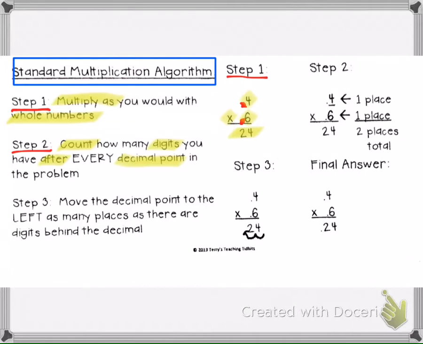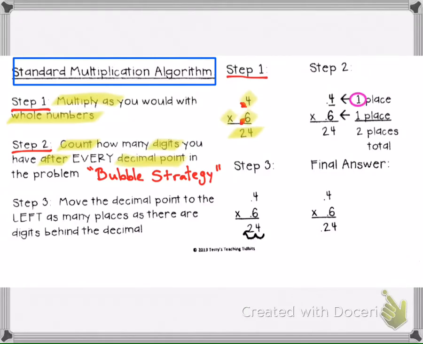And this is where it can get a little confusing, because you're like, what do you mean count the digits after the decimal point in the whole problem? Well, I like to simplify things for you. So I call this method the bubble strategy. So go ahead and write this down so you can remember it. Whenever I talk about the bubble strategy in class, you can see what I'm talking about. So the bubble strategy is simple.